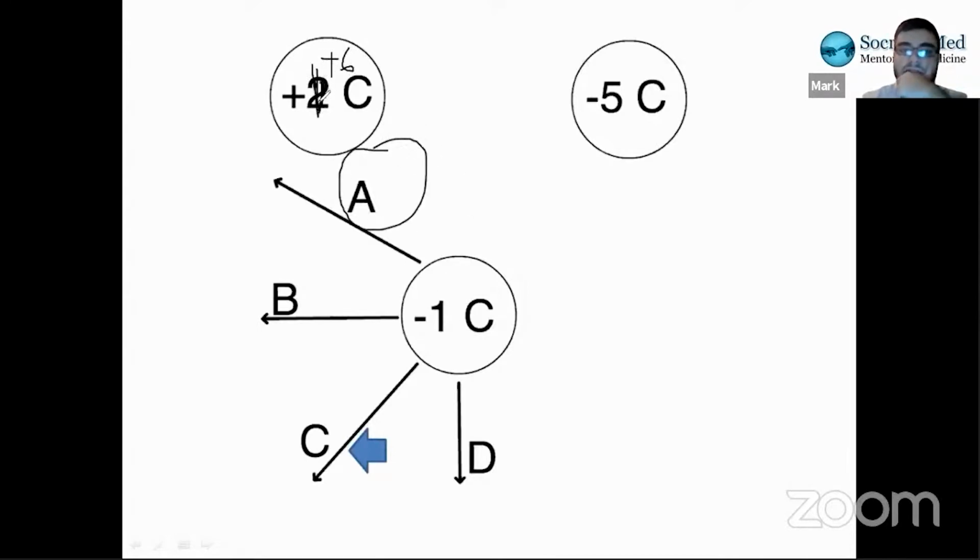If this was +6, then this force would actually be more so than this force. So A would be the answer, because the upward would be stronger than the downward, so it'd be going a little up, but it'd still be going mostly to the left, so it'd be A. Does that make sense? Okay. Yeah, like charges repel, opposite charges attract. So negative and positive go towards each other, negative and negative go away from each other.